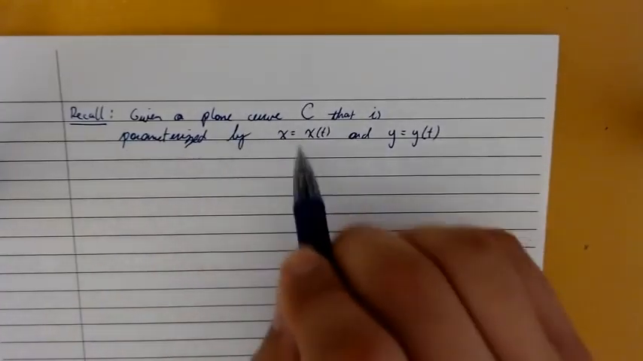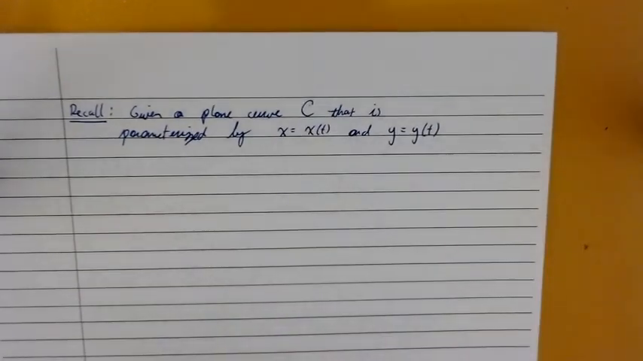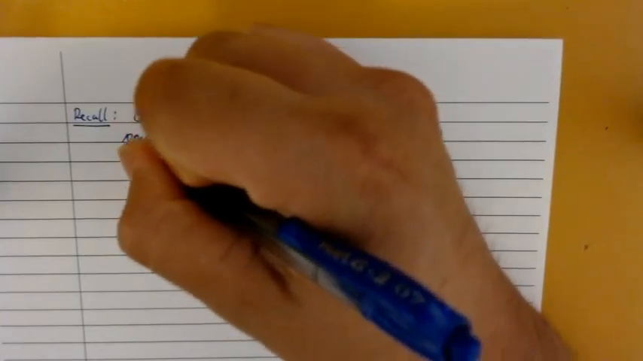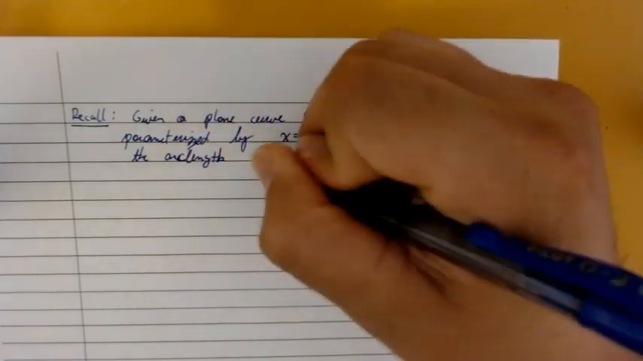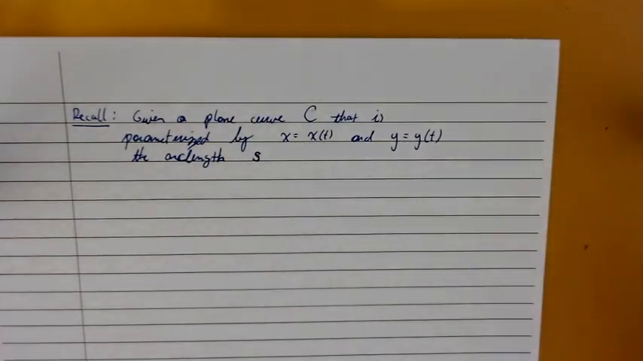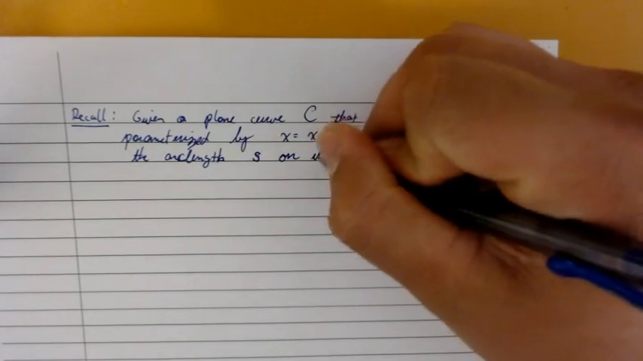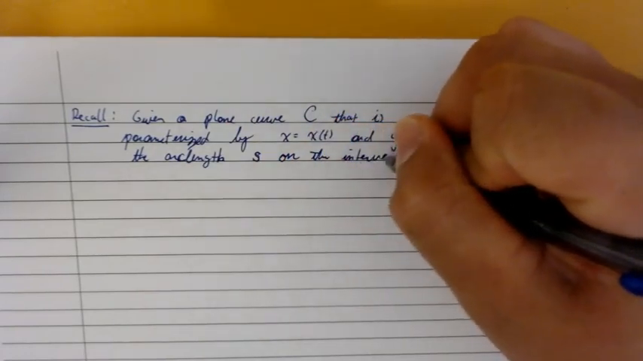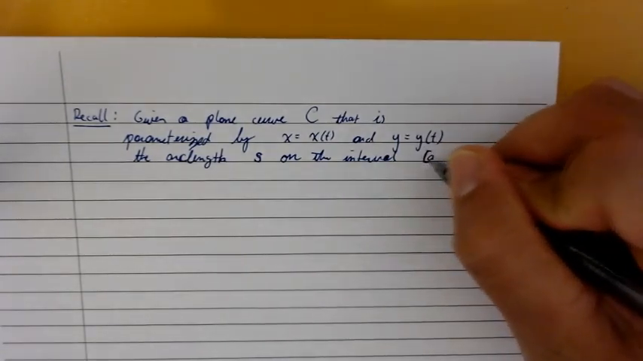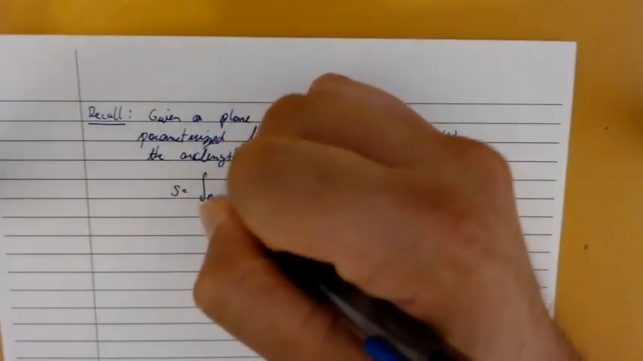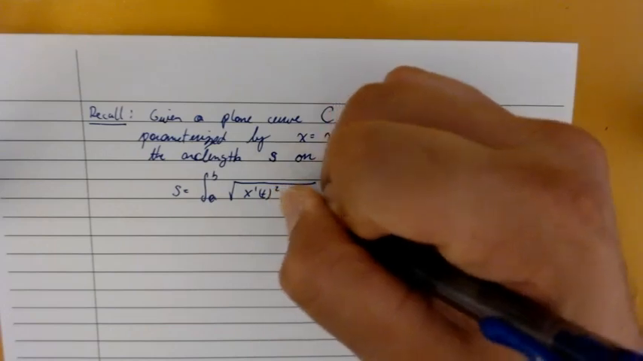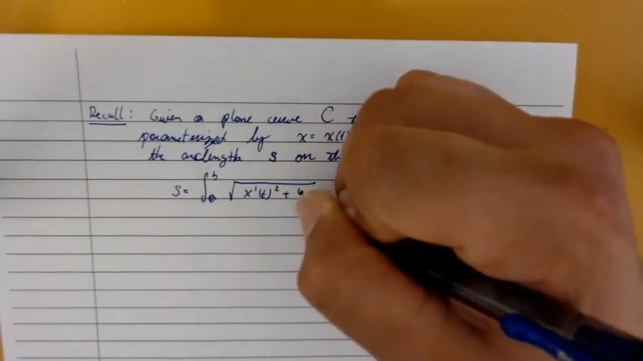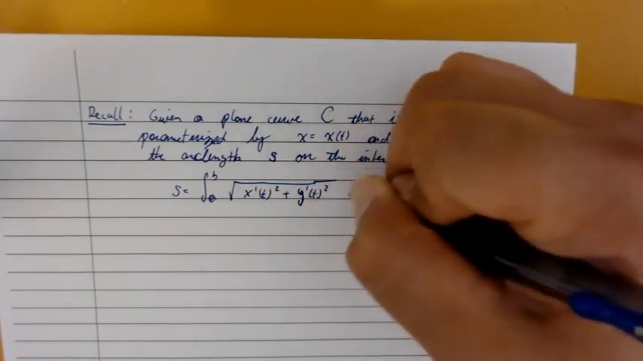Given a plane curve that is parameterized by x equals this function of t and y equals this function of t, then the arc length, which is denoted with the letter s, the arc length s on the interval from a to b is given by s equals the integral from a to b of the square root of x prime of t squared plus y prime of t squared dt.